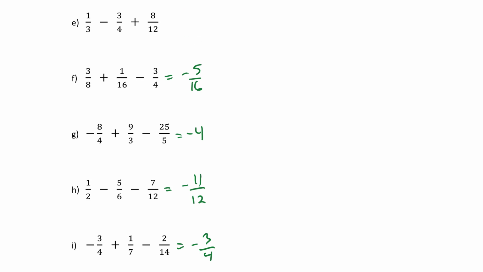So lowest common denominator between 3, 4, and 12 is going to be 12. If you want me to double check that, 3, 4, and 12. 3, 2 times 2. 3 times 2 times 2 equals 12. So here, times 3 times 3, times 4 times 4.